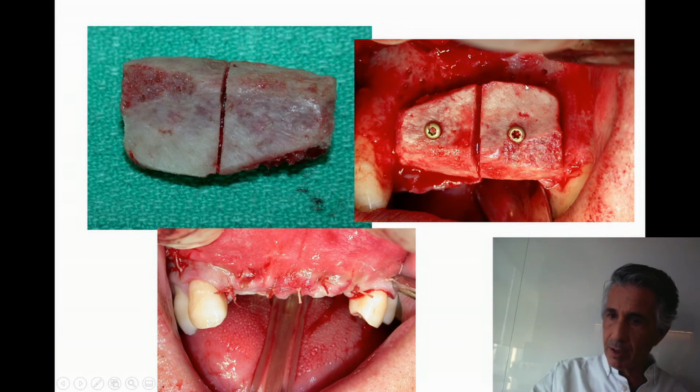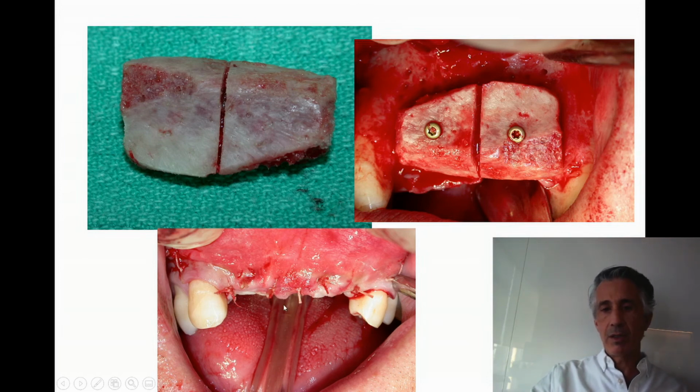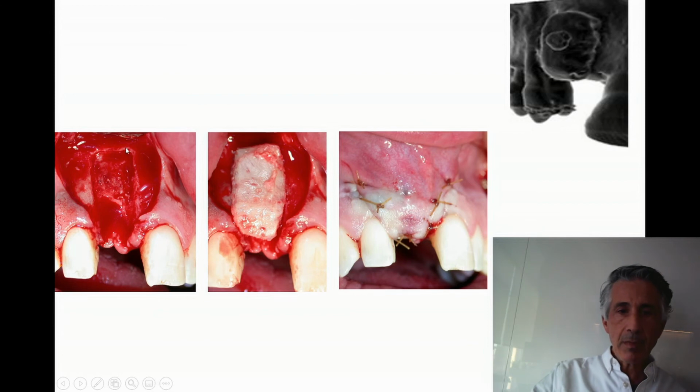I put my grout just to fill this area, cover it with a few membranes, and suture over. Here's another small defect, same sort of thing.